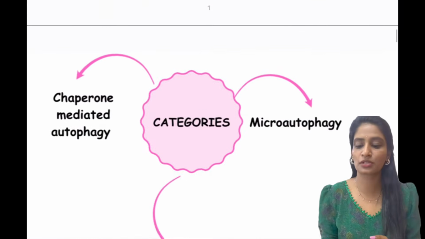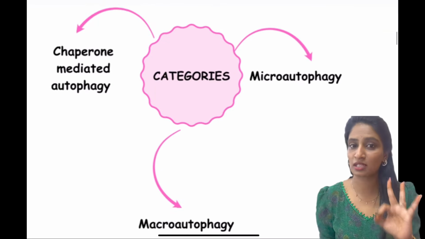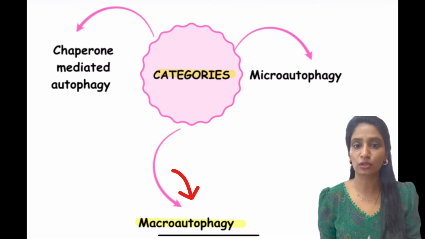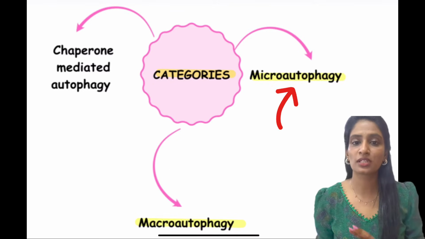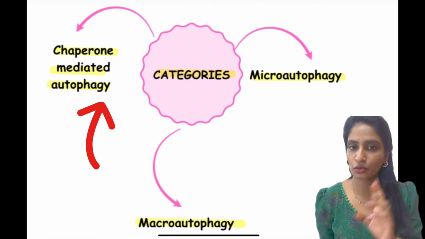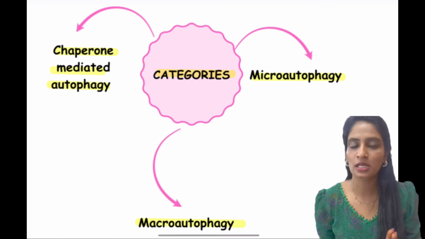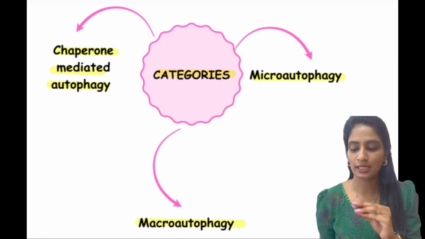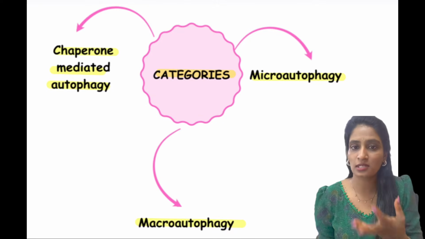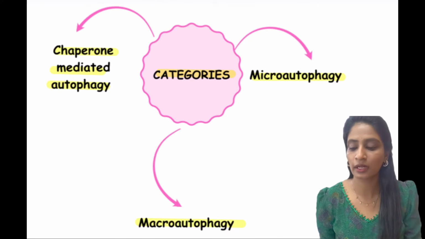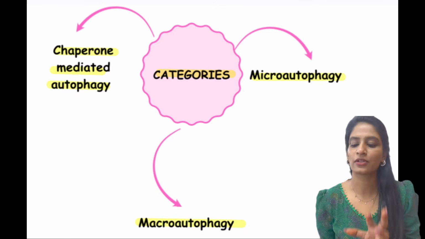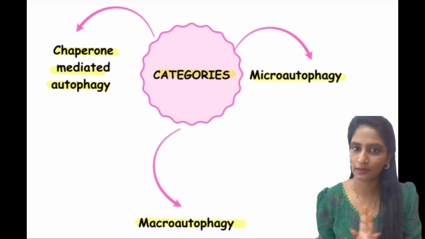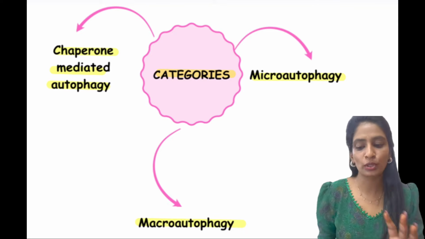So next, moving on to the categories. There are three main types. One is macroautophagy, the next one is microautophagy, and the third one is chaperone-mediated autophagy. You should remember all these three types. It's very important. By the term only you can understand the concept behind it. Macro means it's a little bigger, right? Micro means it's smaller, and chaperone means something which is helping in autophagy. That's all. We'll see about each.